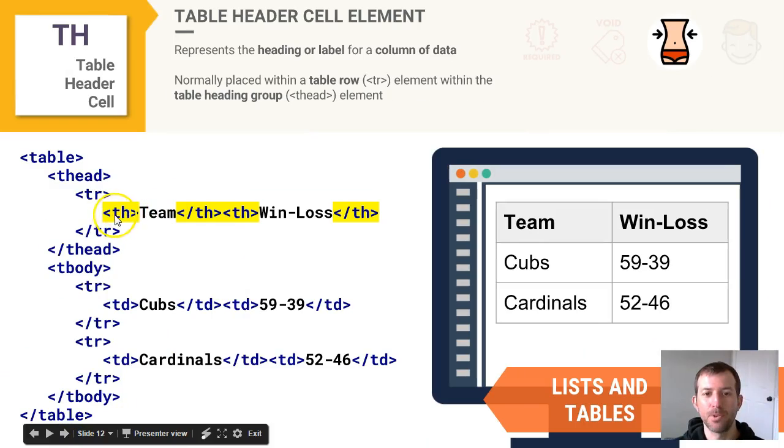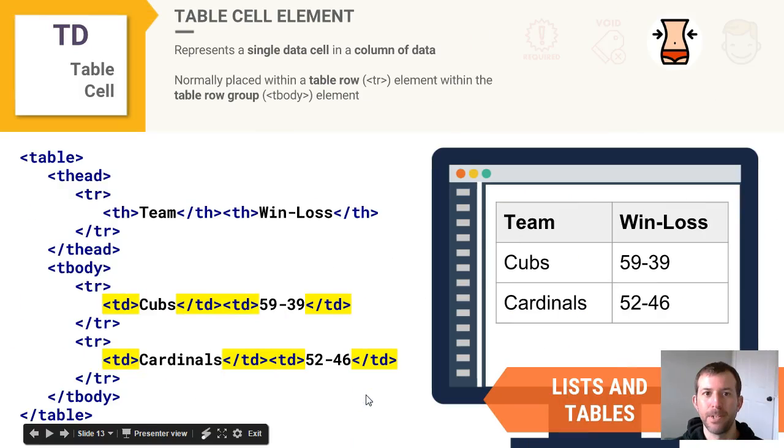Within the table heading group, you'll see that we have a special type of element called the TH. The TH is the table header cell. Notice how team and win-loss in the T head are bolded. Well, these are meant to be like column headings, and that's what a TH essentially is. TDs stand for table cells or table data. So a TD is a single cell of data. For example, Cubs right here is a single cell of data. 59-39 is a single cell of data, so forth and so on. You put table data or these table cells within rows in the body.